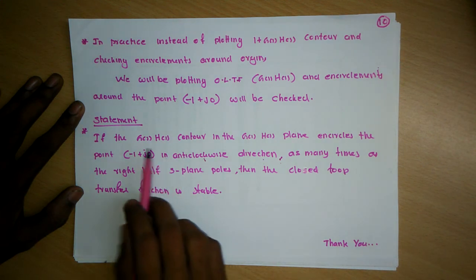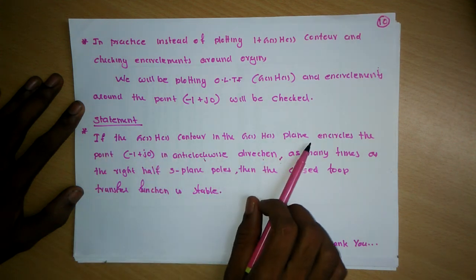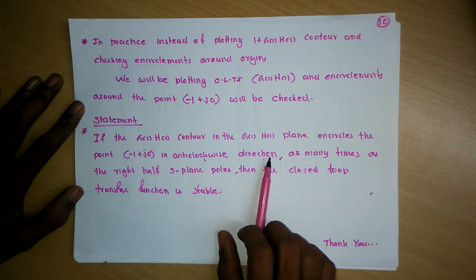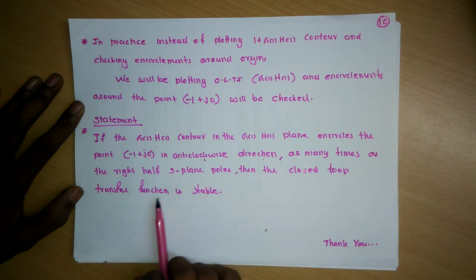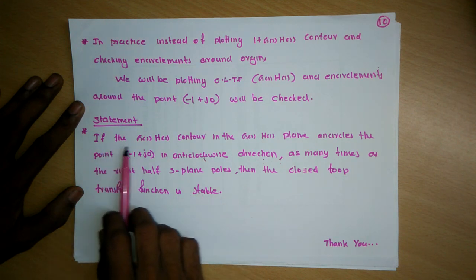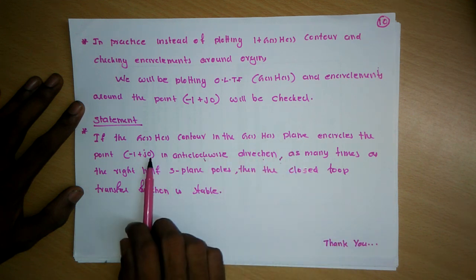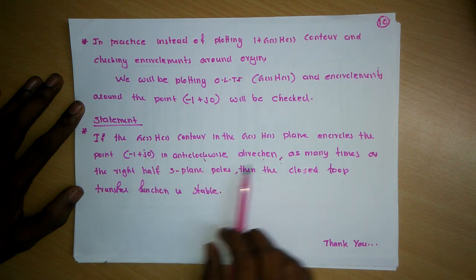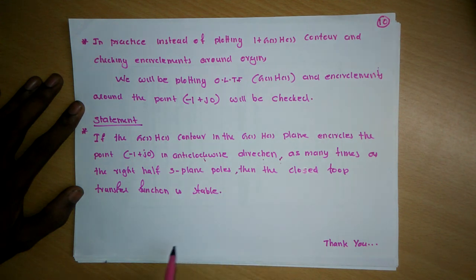So the Nyquist stability criterion can be stated like this. If the G(s)H(s) contour in the G(s)H(s) plane encircles the point minus 1 plus j0 in the anti-clockwise direction as many times as the number of right half S-plane poles, then the closed loop system is stable. I will repeat once again. If the G(s)H(s) contour in the G(s)H(s) plane encircles the point minus 1 plus j0 in the anti-clockwise direction as many times as the right half S-plane poles, then the closed loop system is stable. Thank you.